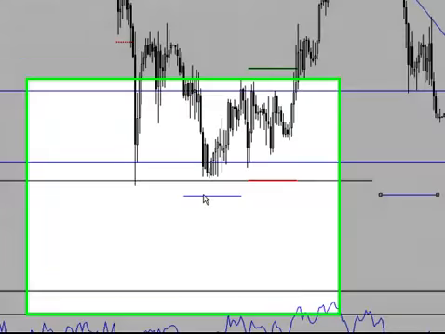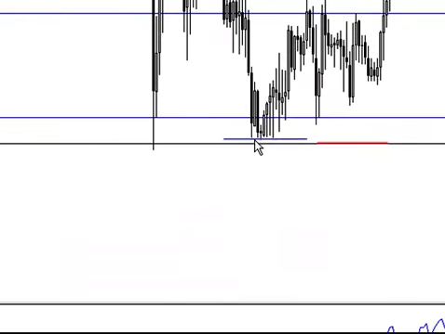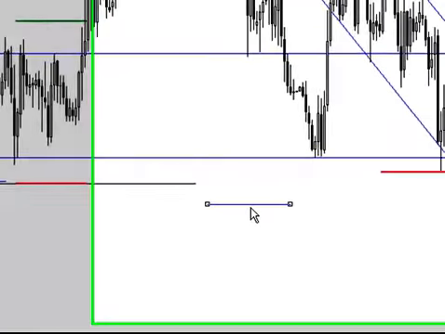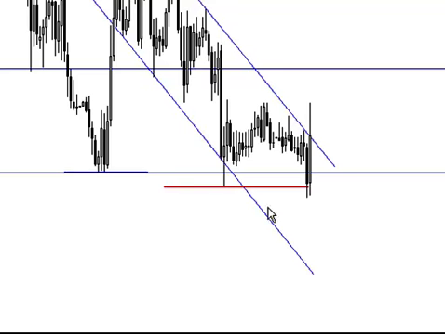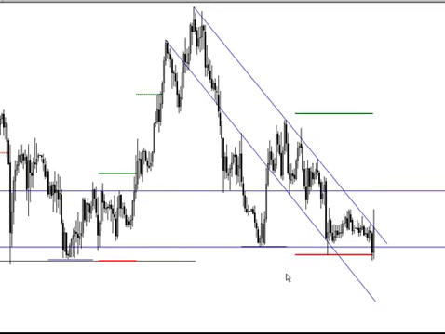Hang on. Got structure resistance here, and I got structure resistance here. Now, we had a break of structure down in, and now we are sitting on this structure resistance area right here at about $1.22 even.